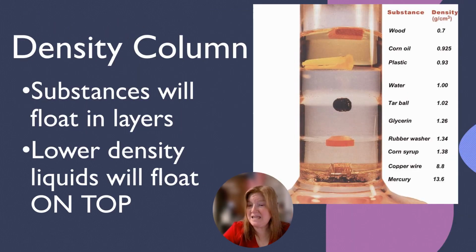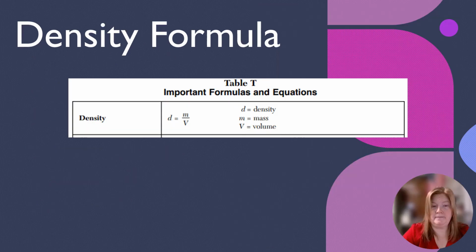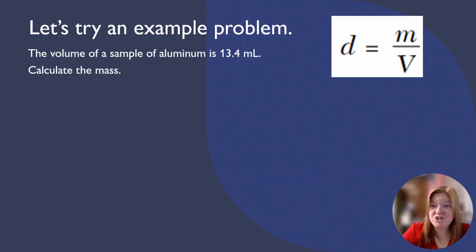All right, a density column, we can show substances in layers based on their density. So the lower density liquids will float on top of other liquids, and then substances will be suspended between the layers where they would float and sink. The density formula is found on table T. Let's try an example problem.